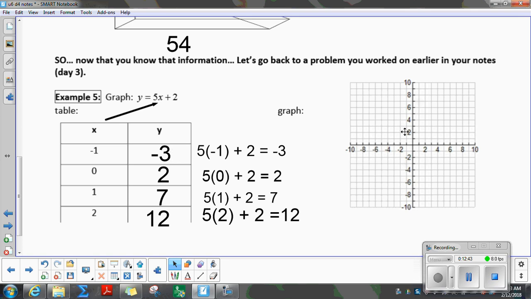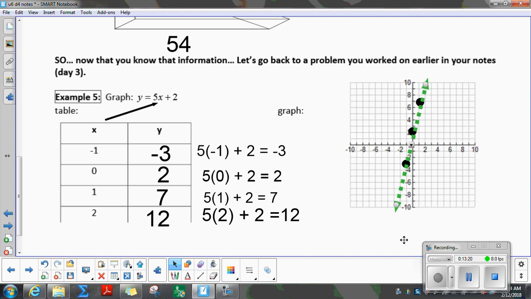So, I plot negative 1, negative 3, which is right here. I plot 0, 2 right here. 1, 7 right here. And then I can't actually plot 2, 12 because 12 is not on this graph, so that's okay. Now I can go ahead and draw my line, and I'll draw the same kind of line going through all 3 points, except yours is going to be solid, not dotted. Why is it not? Oh, it's really annoying when it does that.